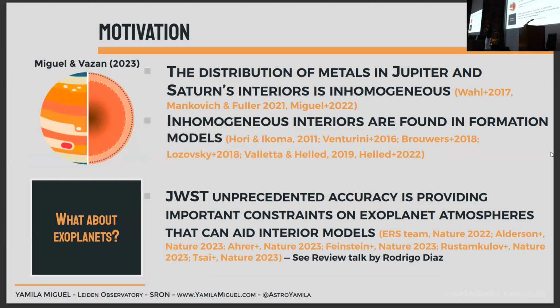And finally, why we care about this now is because now we are getting great data, and we are going to hear more about this in Rodrigo's talk later this afternoon, about all the amazing information we are getting from JWST. So then we are not only getting masses and radius for exoplanets, we are also getting way better abundances in their atmospheres. So then the question is, is it possible to take all this information and learn more about the interiors of these planets or not?